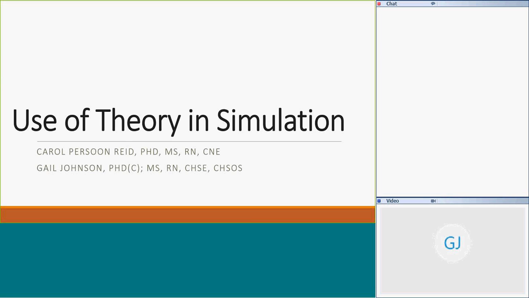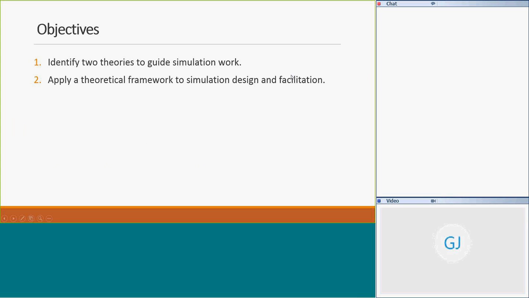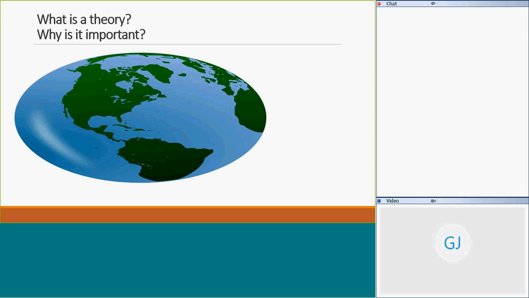Okay, so what is a theory and why is it important? Theories are frameworks in which a worldview is created, where knowledge is absorbed, processed, and attained, and that creates an understanding of what's going on and makes it a useful tool for us.